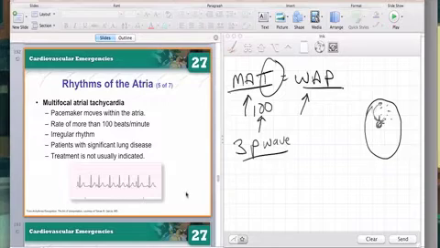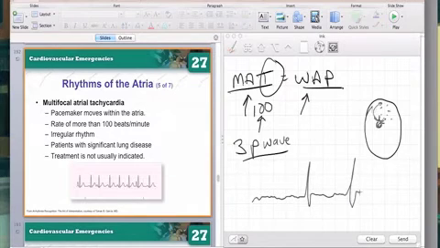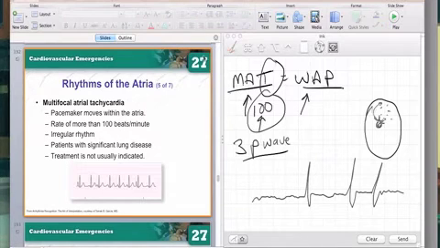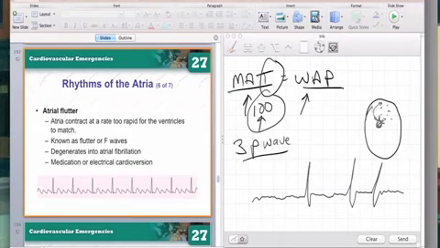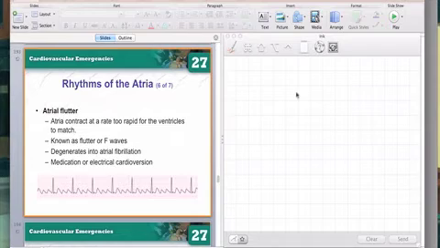It's not Afib because there's no fibrillation waves. In Afib, I have this fibrillation wave here. I don't have any discernible P waves, and I have an irregular QRS complex. On here, I have discernible P waves. They're right there. I can see them. And there's no fibrillation waves. So I can call that MAT, or multifocal atrial tachycardia, because it's a lot like WAP, wandering atrial pacemaker, except that the rate is above 100. Pretty simple, huh? Which brings me on to A flutter.